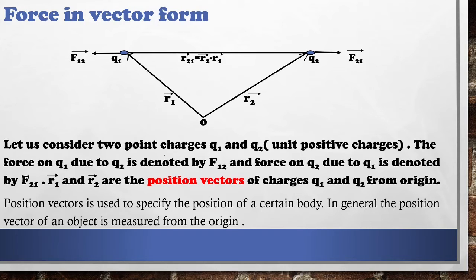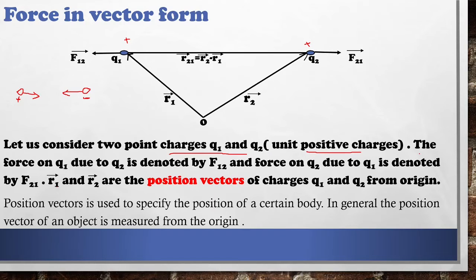Let us consider two point charges Q1 and Q2, and they are unit positive charges. Since they are the same charges, meaning both are positive, what happens? These two charges repel, so the direction of force is outward. Now consider that there are two charges, one positive and one negative. What will be the direction of force? The direction of force will be inward. Always, unlike charges attract. Since it is an attractive force, the direction of forces will be in this direction.